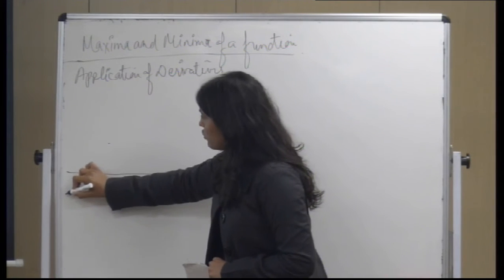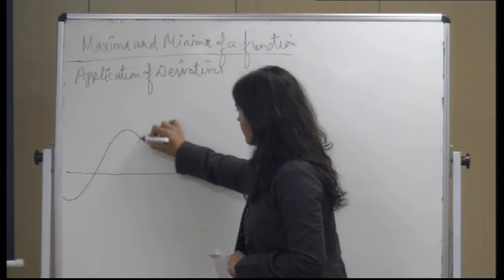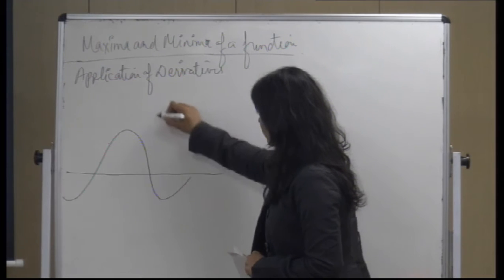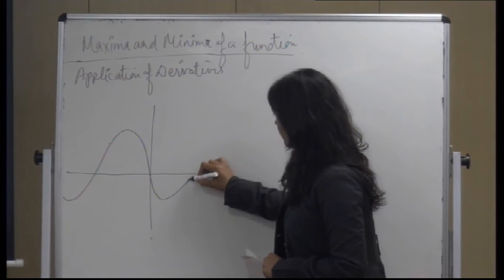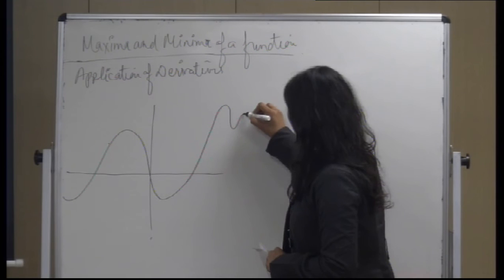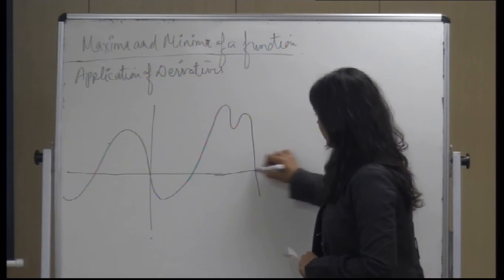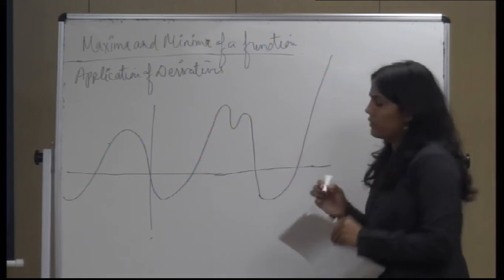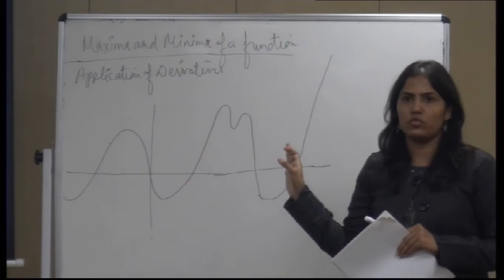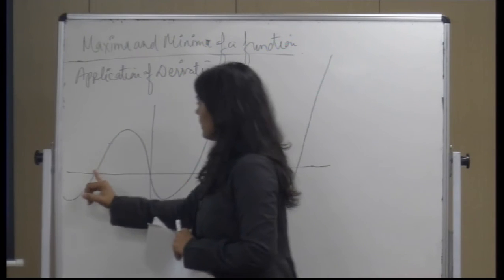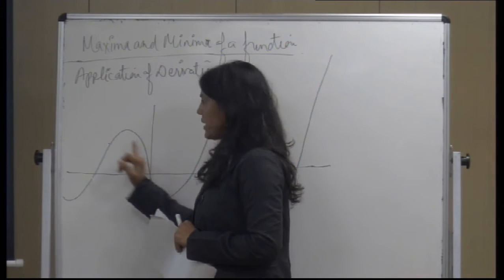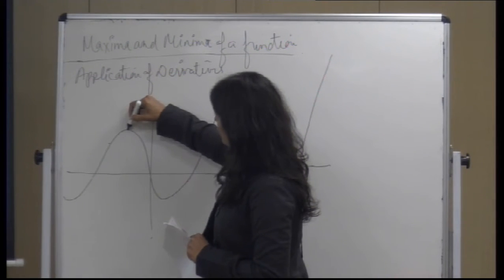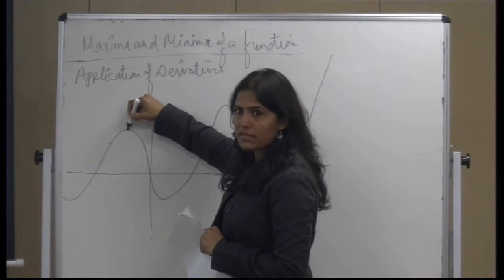suppose your function is this. This is the graph of the function, any function you consider. You see, in this interval, the maximum value you can see. This point is maximum. This is the maximum value of the function.